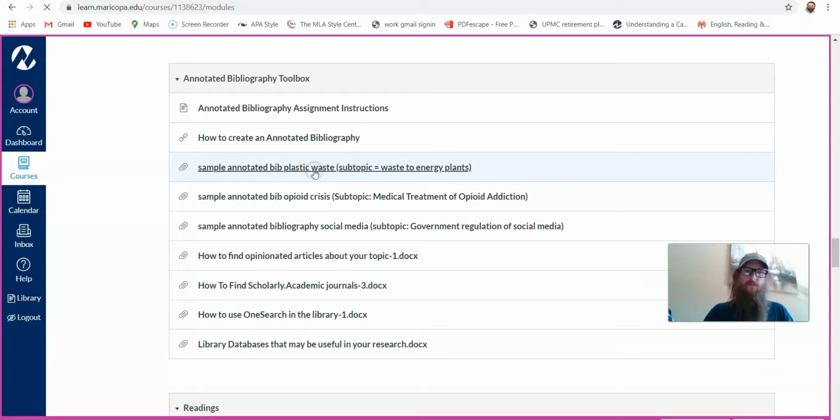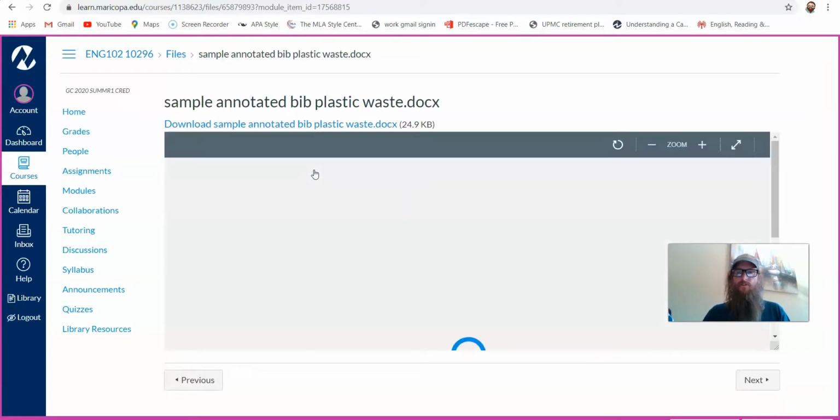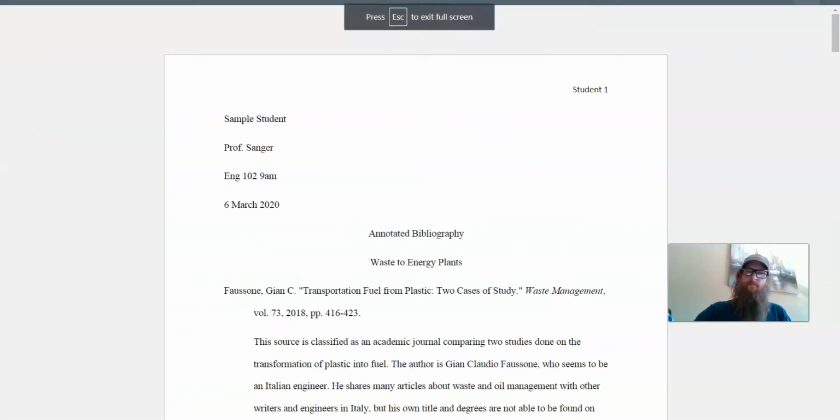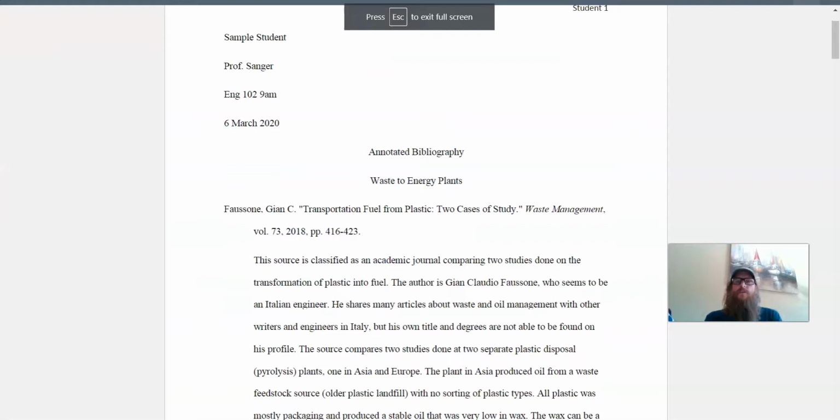Okay, let's go ahead and click on this one. Again, they're all good. It doesn't matter which one I pull up. Okay, let's take a look at this. If you've never done an annotated bibliography before, the first thing you notice is there are no paragraphs. There is no introduction. There is no conclusion. And there darn well is no thesis statement.